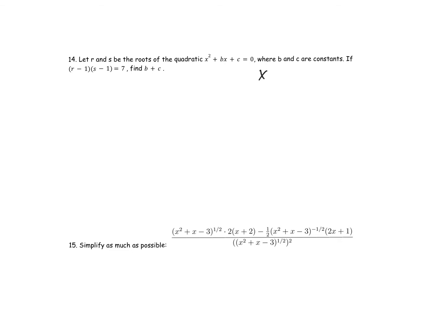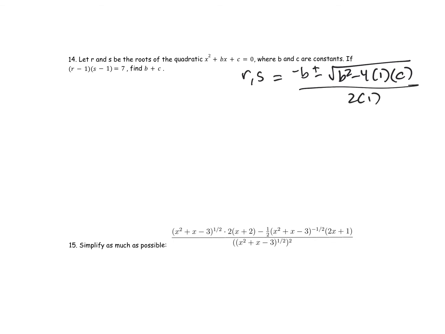So I've got x equals, this is the quadratic formula. Ugh, that looks ugly. Let's just call it what it is. They're R and S. I've said the roots are R and S. So R and S equal negative b plus or minus the square root of b squared minus 4ac over 2a. Okay, so those are my two different roots. Again, they're going to be in terms of b and c.